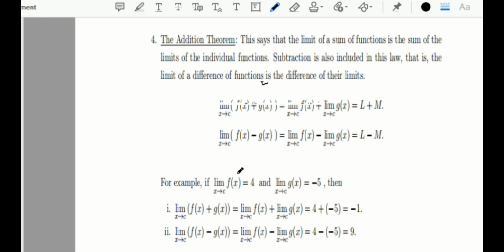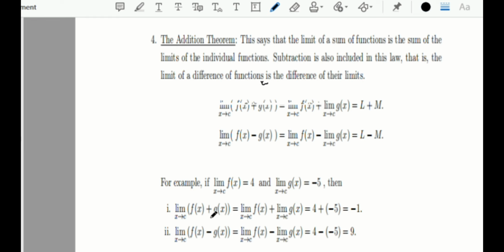Okay, so for example, if the limit of f of x is 4, and the limit of g of x is negative 5, then of course the limit of the sum is equal to the sum of the limits. So the sum of the limits, we have 4 plus negative 5 equals negative 1.